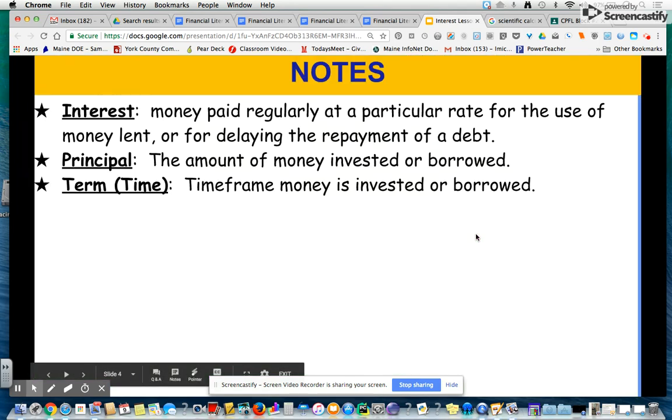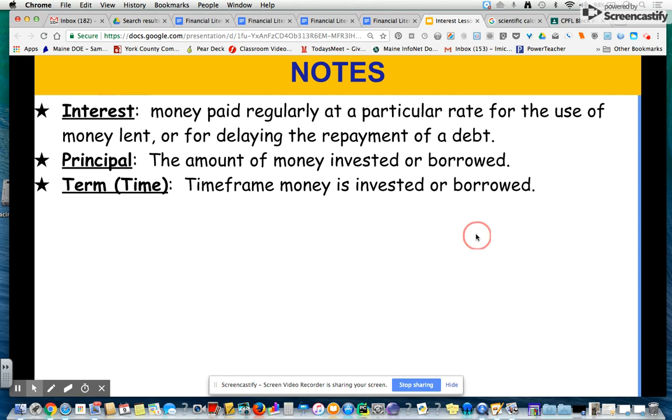It's important that you understand some basic vocabulary before we begin. So interest is money that you pay or money that you earn. It is money that you pay if you borrow money or money that you earn on an investment. Principal is the amount of money that you invest or borrow, and the term or time is the time frame the money is invested or borrowed.